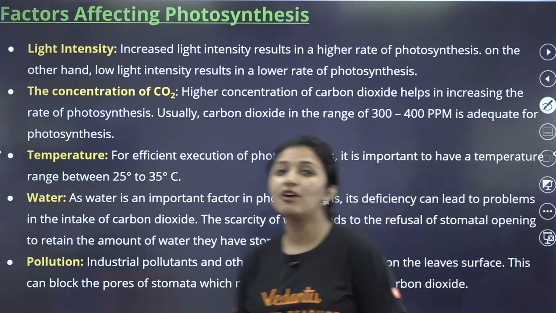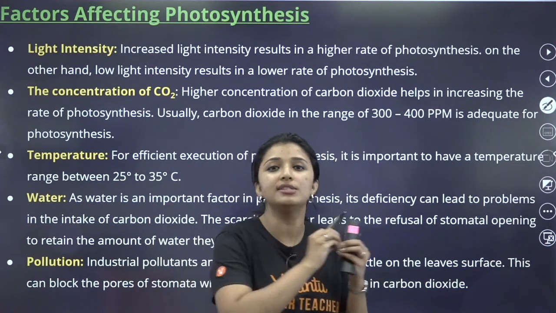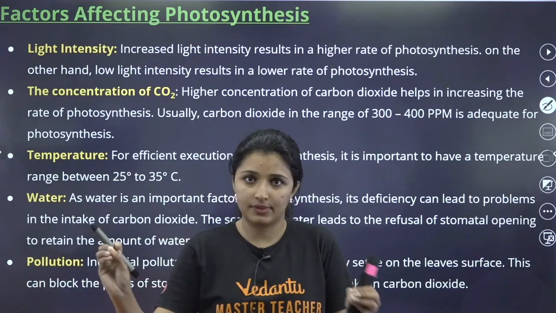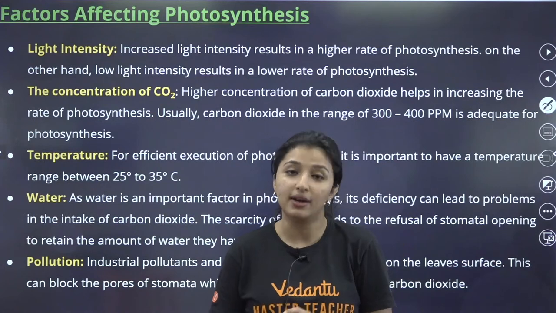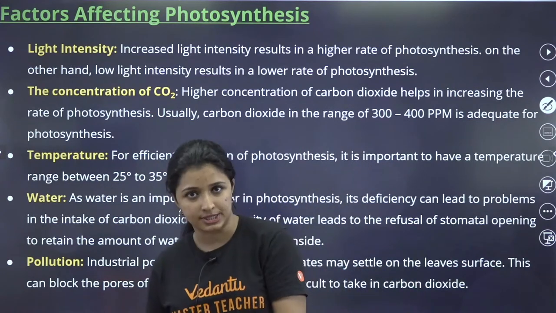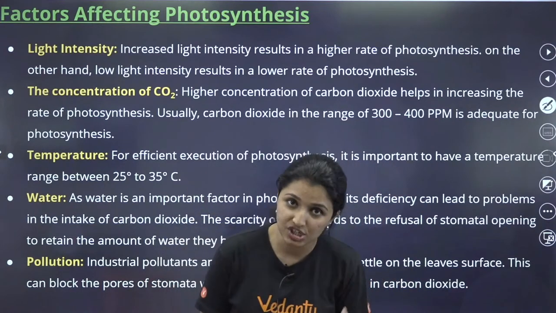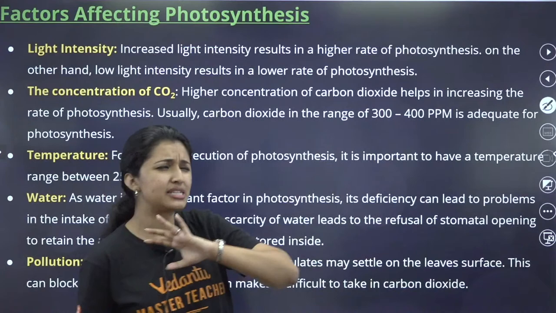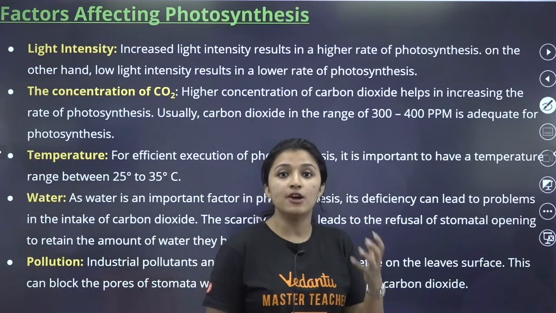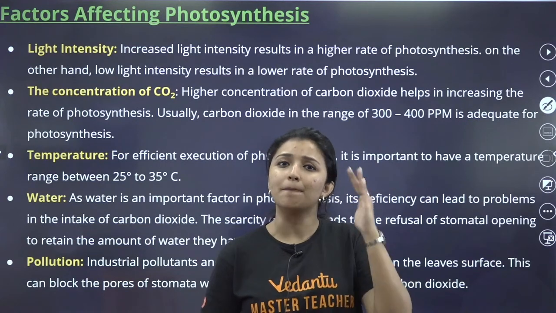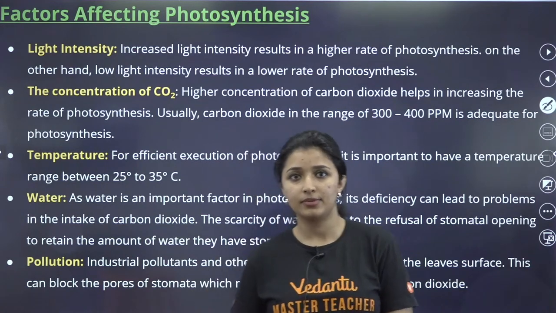Now we have factors affecting photosynthesis. We have learned that photosynthesis is not one straight reaction. It does not happen like that. Whatever we've been learning for 1.5 hours is a long process. We have light reaction, we have dark reaction. If dark reaction doesn't work, we have to put Rubisco into jail. So it's a huge process. That means photosynthesis is dependent on many things.